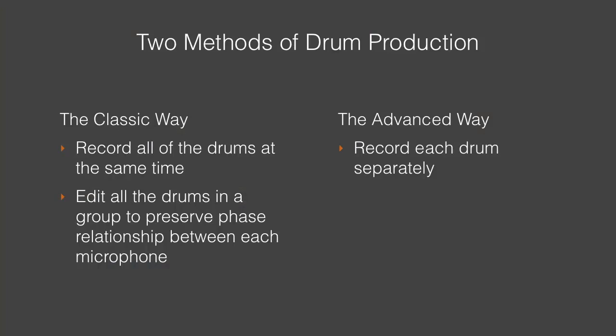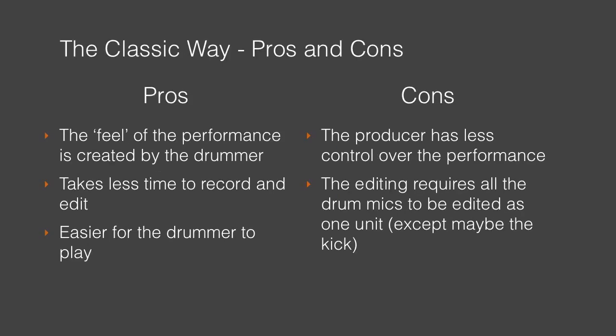The advanced way is recording all the drums separately. And this is pretty difficult for some drummers because they know and perform the song in a set way. And so when you start to break that down into a bunch of different things, it becomes difficult. So not everyone can do it the advanced way. But if you do it the advanced way, there's some pros and cons. Let's talk about the pros and cons of the classic way first.